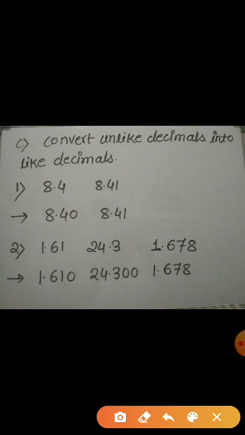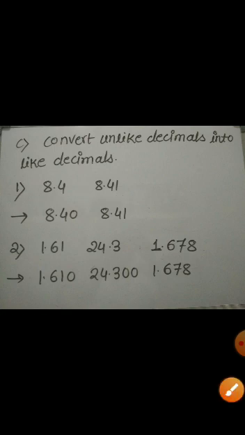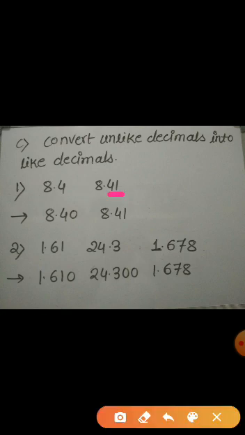See the first example. The numbers are 8.4 and 8.41, right? Here in the second number, there are two decimal places. And in the first number, there is only one. It means they are unlike decimals, right? We can convert them into like decimals by adding 0 at the end of the first number. You can see here, I have put 0 at the end of the first number. So it will become 8.40. Now 8.40 and 8.41, both have the same number of decimal places, that is 2. It means they are like now. In this way, you can convert the remaining unlike decimals into like decimals.